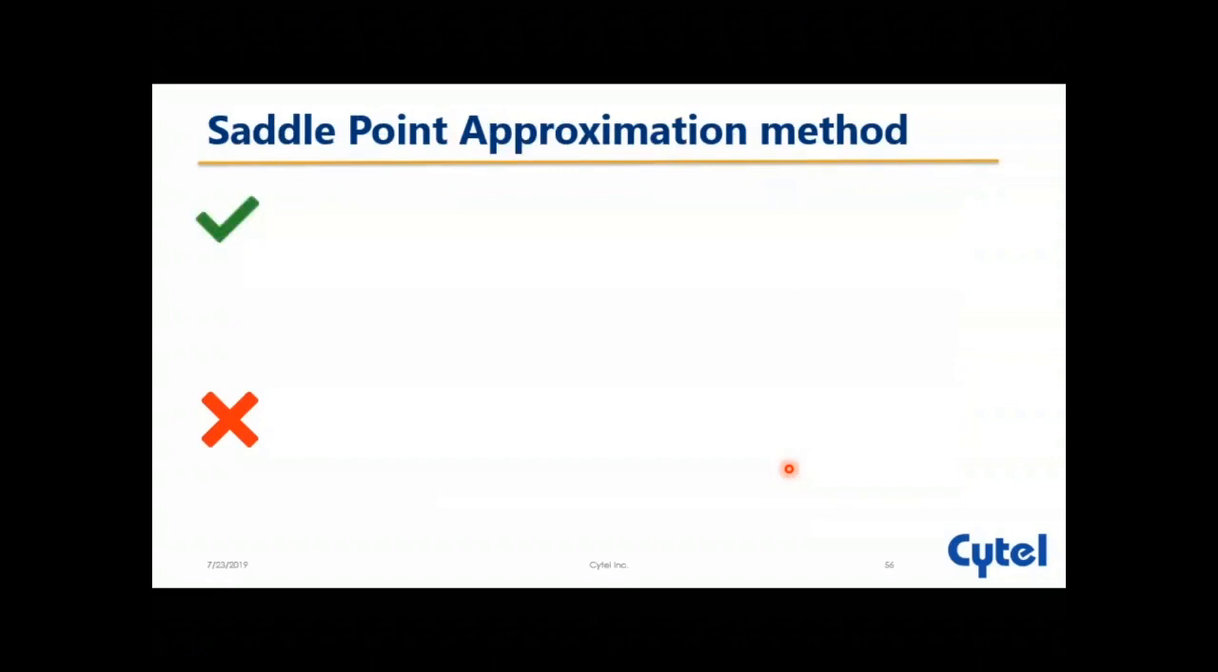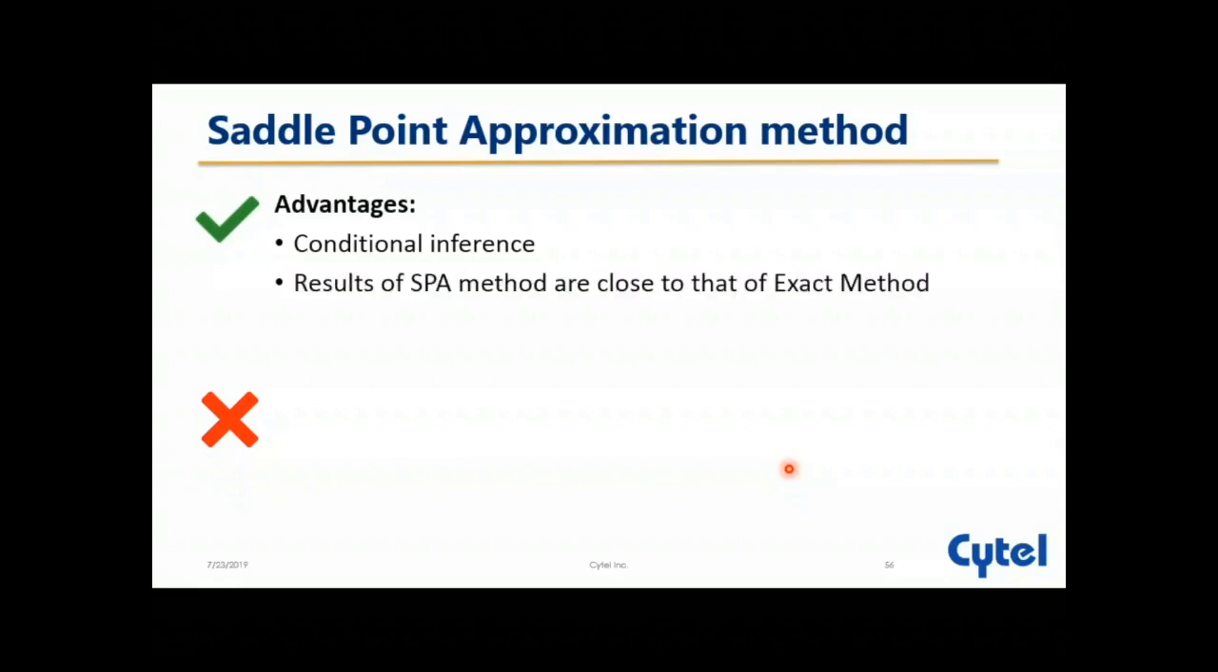So we'll see the advantages and disadvantages of saddle point approximation, which we have already seen in this presentation. The advantage is the conditional inference we can get. We don't have to do the inference for all the covariates at a time. We can condition on some of them and get only the important inferences. Results of the SPA method are close to that of the exact method, we have seen, even though SPA is asymptotic. And the main advantage is SPA is not as complex or computationally intensive as exact, so we can get the results faster.